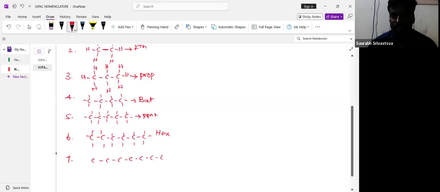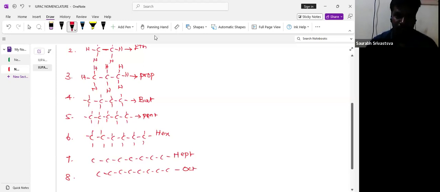If it is seven carbons connected, then it is called hept. In the IUPAC nomenclature, for 7 it is hept, H-E-P-T. Next, 8: 1, 2, 3, 4, 5, 6, 7, 8. If it is 8, it means oct. There also oct, here also oct.